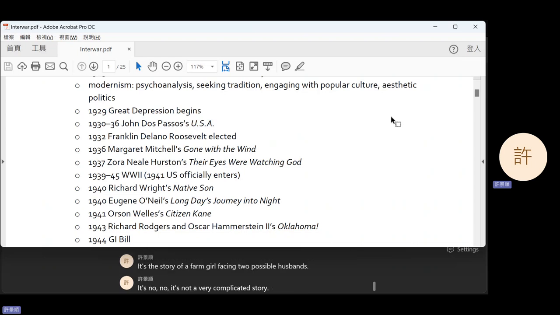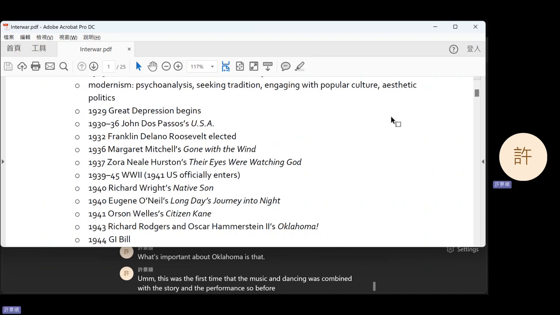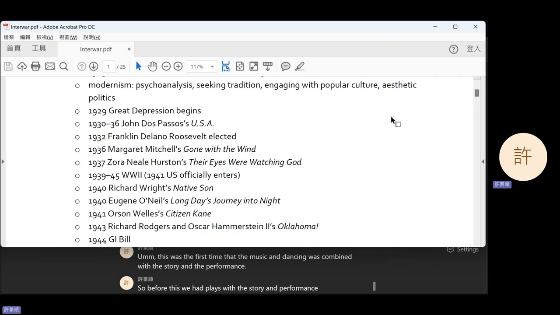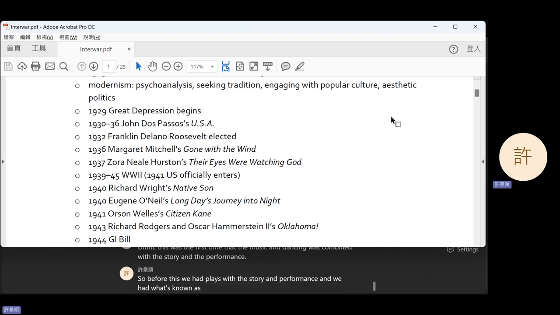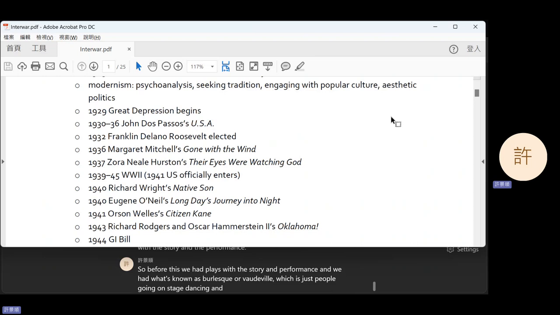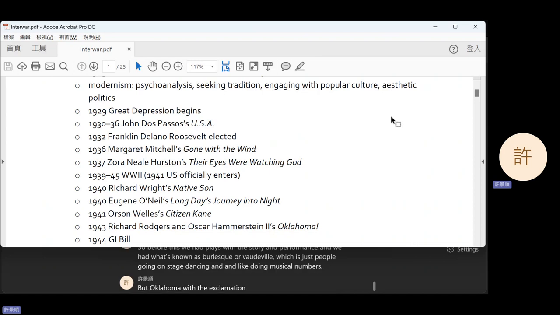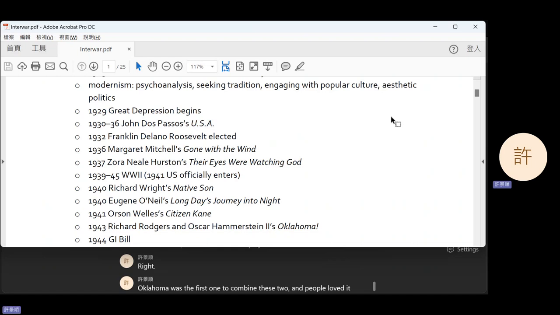What's important about Oklahoma is that this was the first time that the music and dancing was combined with the story and the performance. So before this, we had plays with the story and performance, and we had what's known as burlesque or vaudeville, which is just people going on stage dancing and doing musical numbers. But Oklahoma, with the exclamation point, 有惊叹号, right? Oklahoma was the first one to combine these two, and people loved it. It had music and dancing, but it also had a story. Genius. And so this was the birth of the musical.